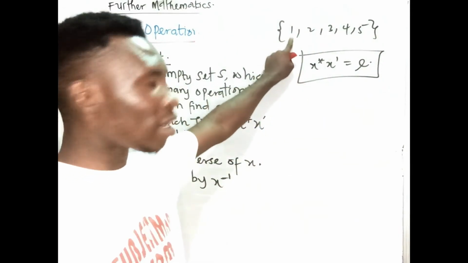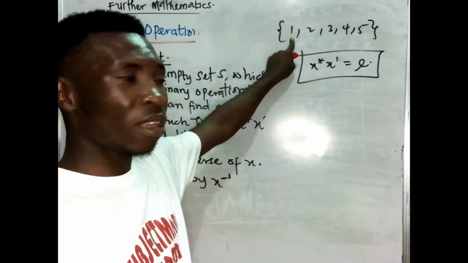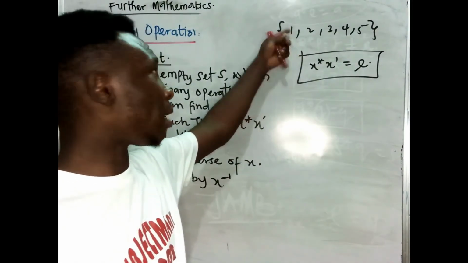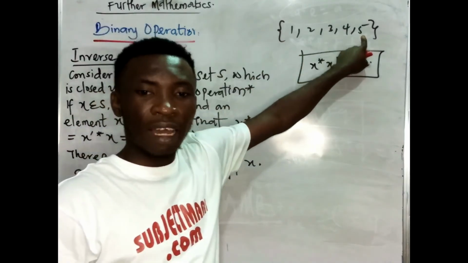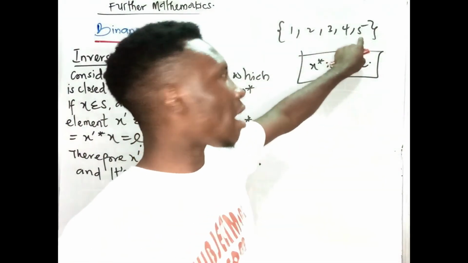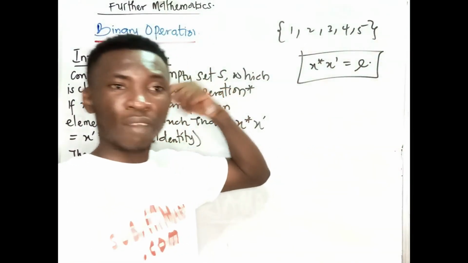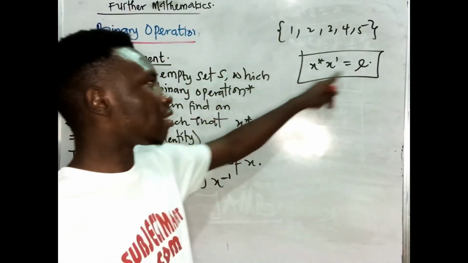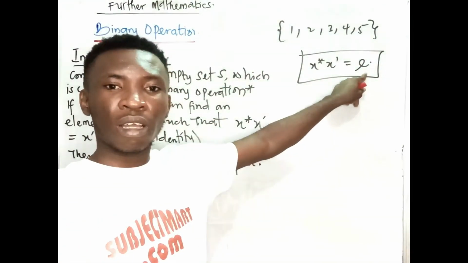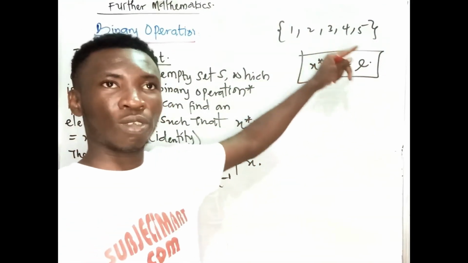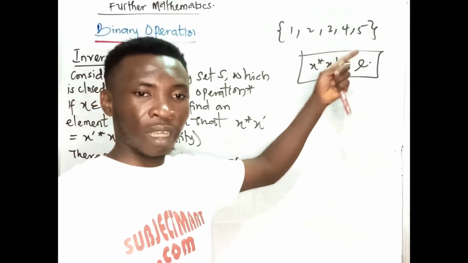Now, if I bring 1 as a number with its inverse, the inverse of 1 under addition is minus 1. The inverse of 5 under addition is minus 5. That is why 5, its inverse is minus 5. So 5 minus 5 gives us 0. 0 there is the identity element under addition, if you remember when I was trying to tell you about identity.